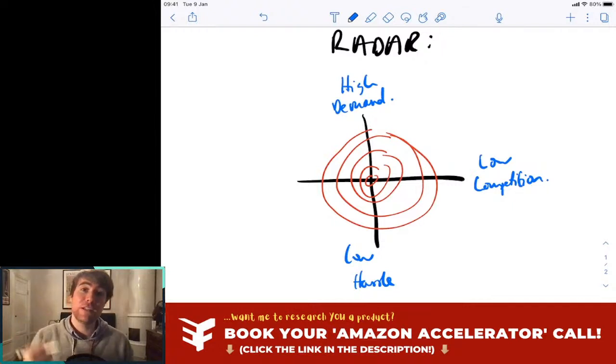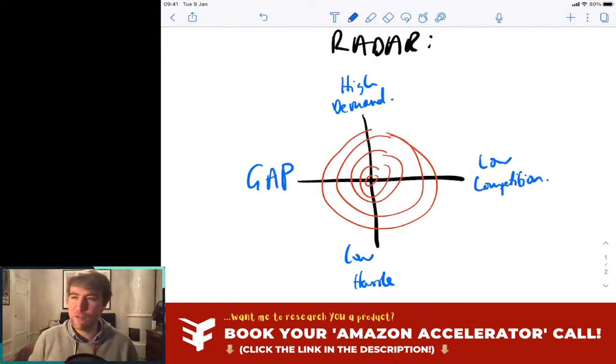And if we have all three of those elements, finally, we want there to be a gap in the marketplace. In other words, we want there to be something we can improve on, something better, something different that we can do with our product that gives customers a reason to buy our product.